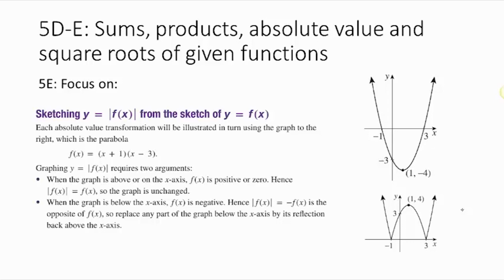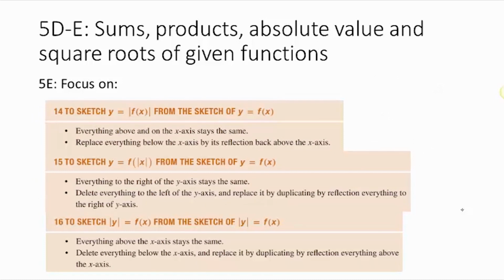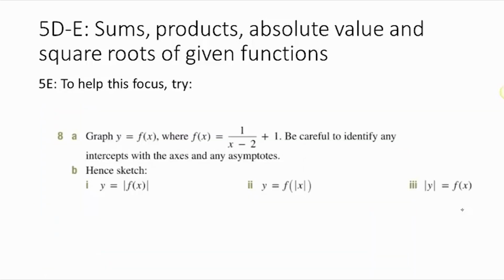about if the graph is above or on the x-axis, f of x is positive or 0 and the graph's unchanged, but when it's below the x-axis it's negative and therefore reflected up back above the x-axis. It goes through those things here. And here's a nice question that does all of those things with the same graph.